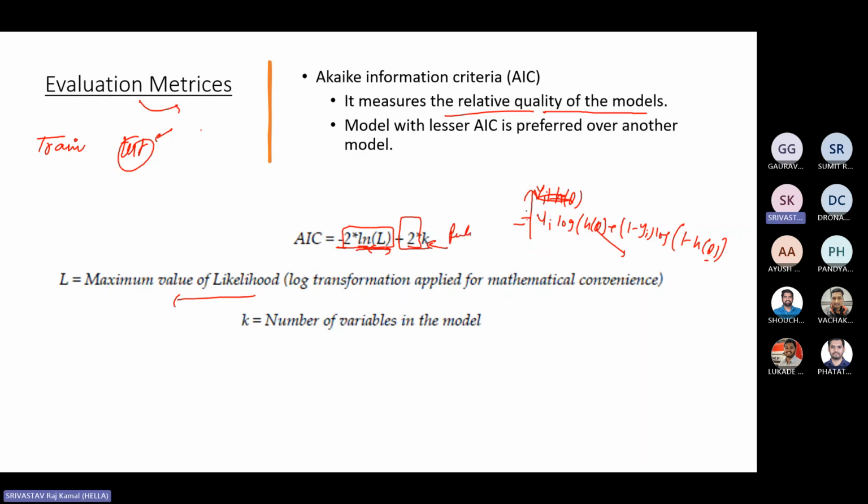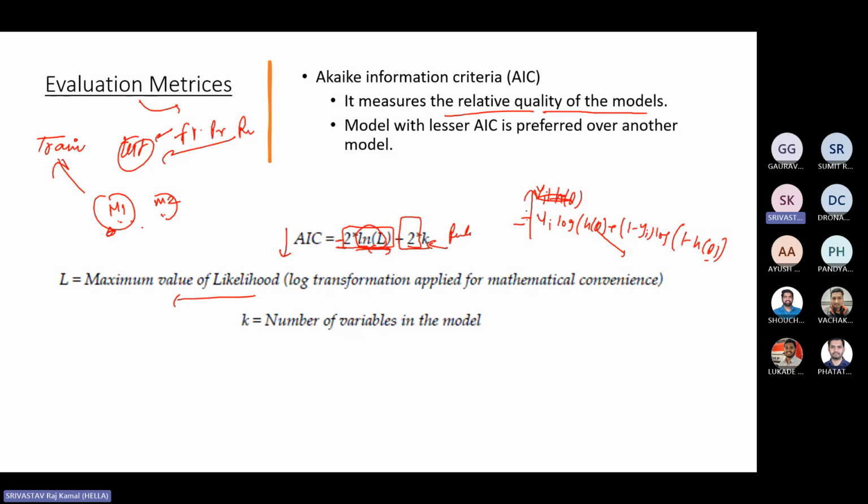Since we want to increase the maximum log likelihood, and the negative sign is there, it means we want a lesser value of AIC. So for model M1 and model M2, you calculate AIC. It's a very simple formula. Whatever it comes out to be, whichever is lesser is the better model. So this evaluation metric is from the point of view of training, and F1, precision, recall are from the point of view of test. This way you can use Akaike information criteria to tell which model is better based on the training. Again, it's a direct formula.